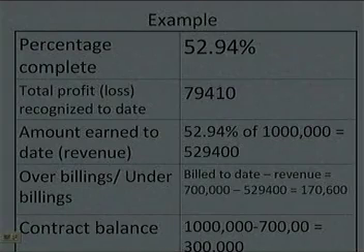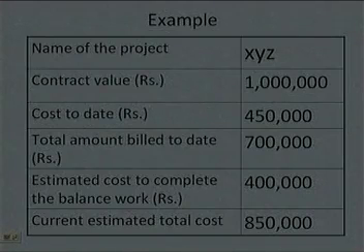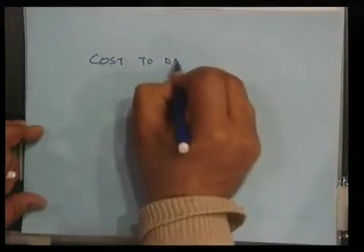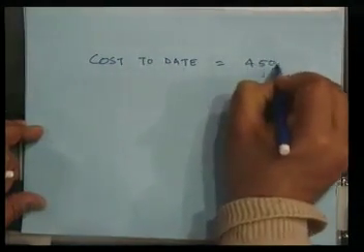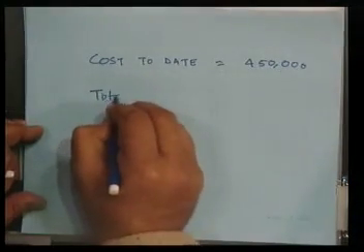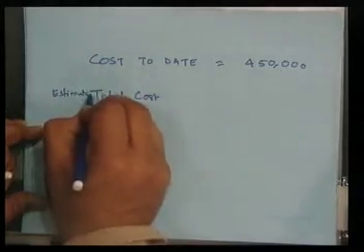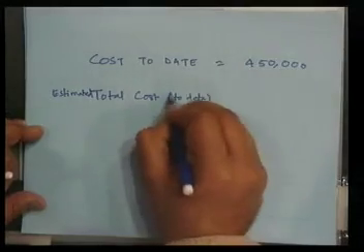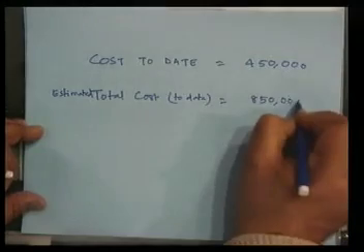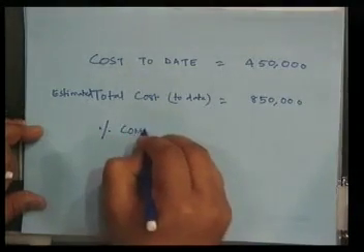So, with these two figures, that is 850,000 and the cost to date, we can calculate the percentage completion. Remember, the formula which we are using right now is cost to date divided by total estimated cost. Cost to date for this example project is 450,000, and the estimated total cost is equal to 850,000.